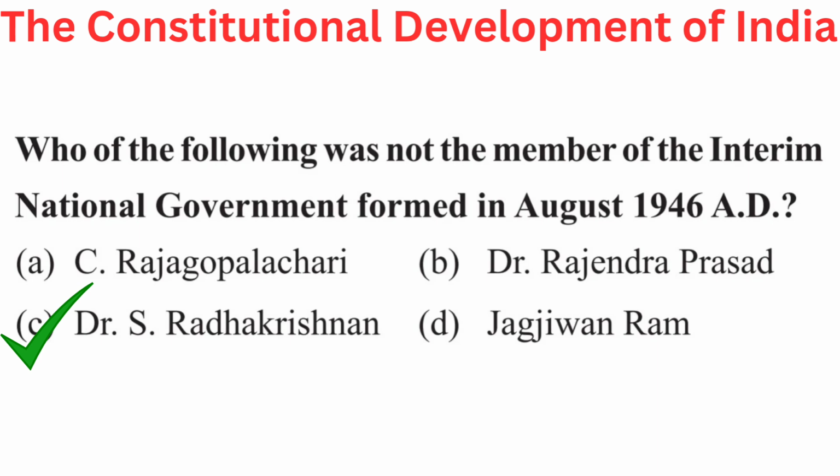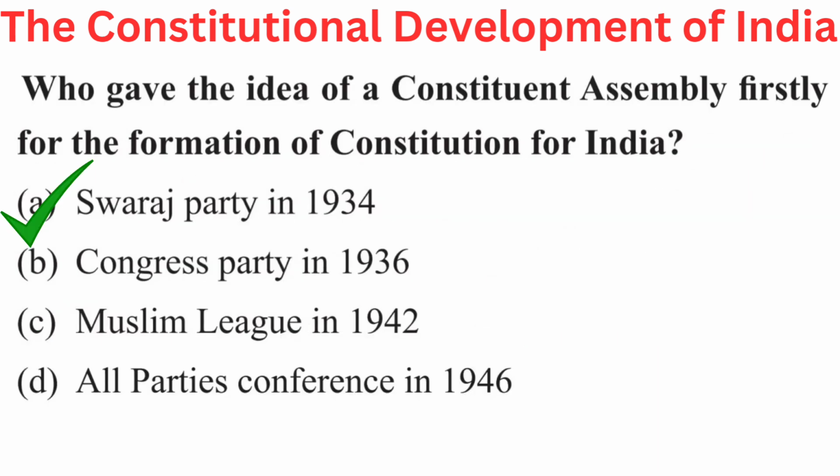Question is, who of the following was not the member of the interim national government formed in August 1946 AD? Your options are A. C. Rajagopalachari, B. Dr. Rajendra Prasad, C. Dr. S. Radhakrishnan, or D. Jagjivan Ram. Right answer is C. Dr. S. Radhakrishnan.